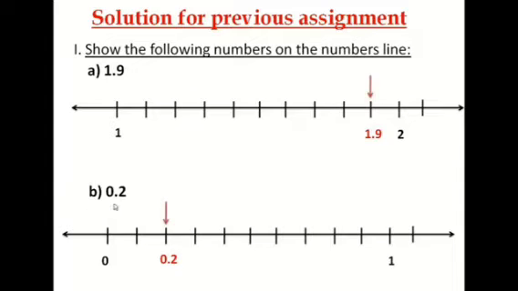Next it is 0.2. So it is more than 0, less than 1. So from 0 to 1, the number line has been divided into 10 equal parts. So after 0, it is 0.1, then 0.2. Here it is 0.